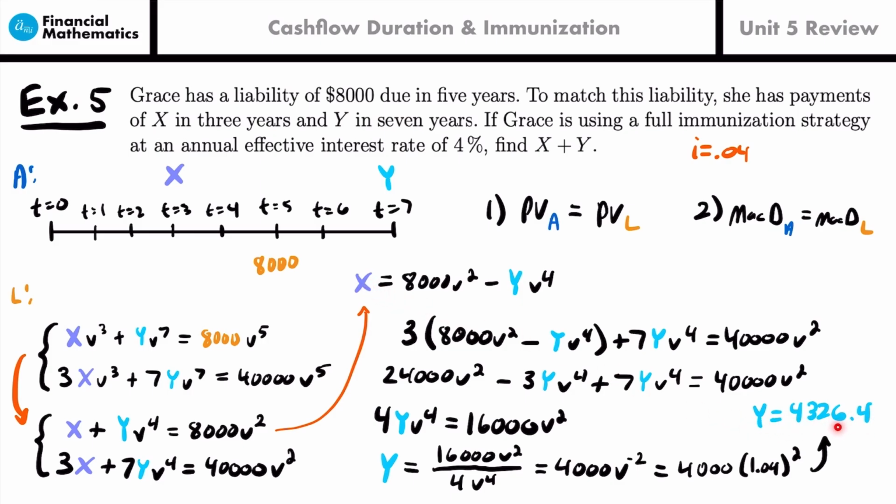If you plug this value of y in right here, multiply it by v to the power 4. Remember that we're using 4% as the interest rate for this present value factor and this one. You'll take 8,000 times v squared minus this value of y times v to the power 4.